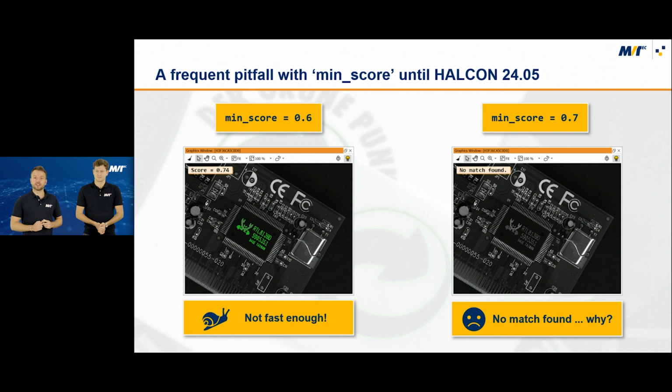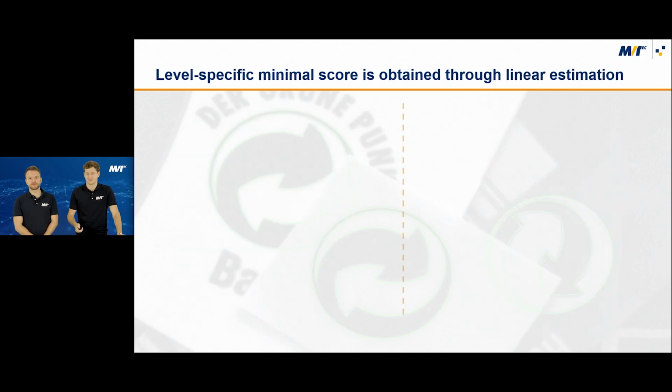But once you set the new min score to 0.7, no matches are found anymore, even though the found score of the candidate before was 0.74. So why is that? This is a big pain point, I think, for many customers, because it's really hard to understand what's happening in the background. Bene, could you explain to us what's happening? Of course, Jan, that's a great question.